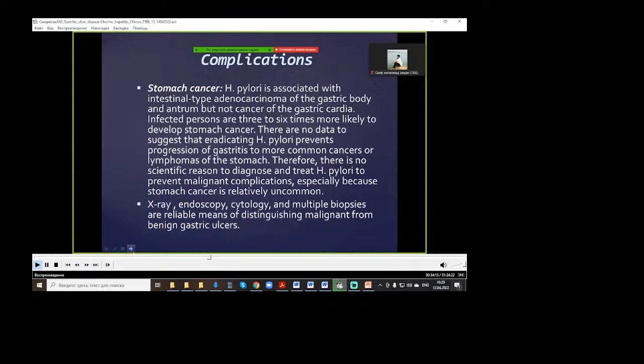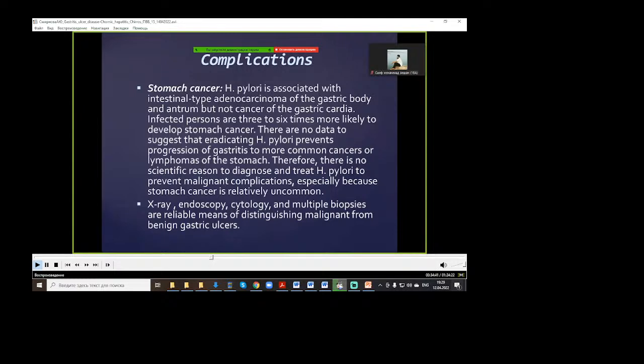And the last complication, stomach cancer. Helicobacter pylori is associated with intestinal type adenocarcinoma of the gastric body and antrum, but not cancer of the gastric cardia. Infected persons are 3 to 6 times more likely to develop stomach cancer.